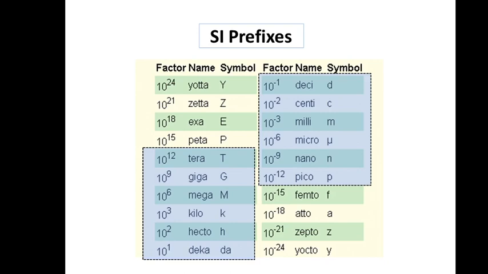You can say deci, centi 10 power minus 2, milli 10 power minus 3, micro 10 power minus 6, nano 10 power minus 9, pico 10 power minus 12. So these are the commonly used SI prefixes.